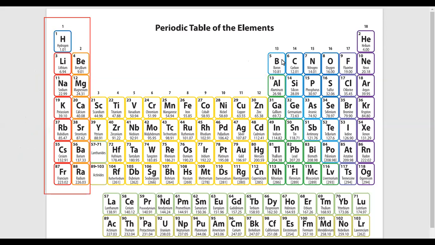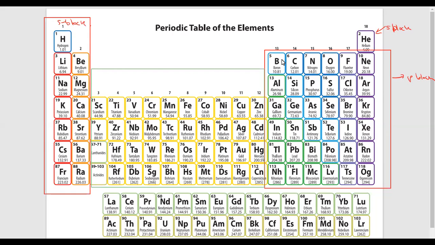So this here is the S block. This here is the P block. Technically, this one here is also the S block as well. It's kind of the exception, being over here. This is the P block. This here in the middle is the D block, although there are a few exceptions there. And at the bottom there is your F block.